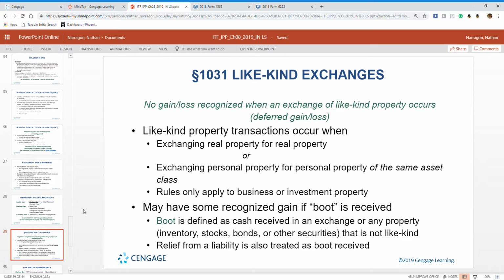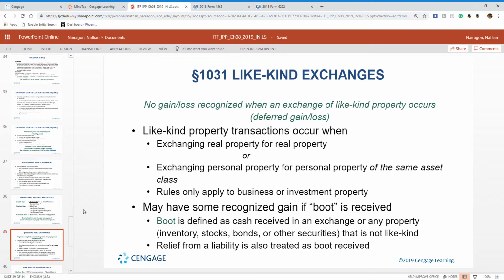Like-kind transactions usually involve exchanging real property for real property, or exchanging personal property for personal property of the same asset class. Furniture for furniture, vehicle for vehicle, and so forth. The rules only apply to business or investment property. That's another thing. Okay? Can't do it for personal. Can't sell your personal home and buy another home. Nope, that's not business. If it was a rental property and you buy another rental property, there you go.